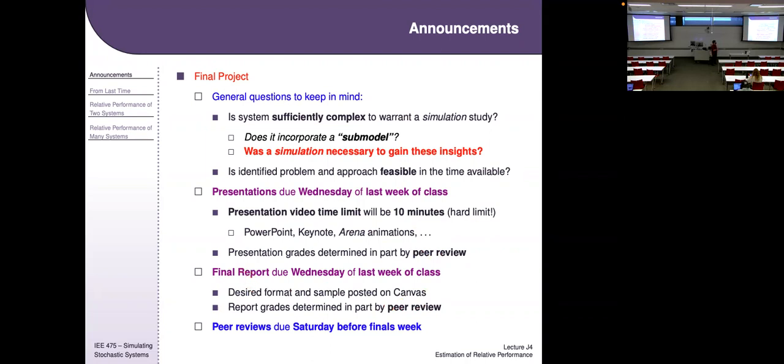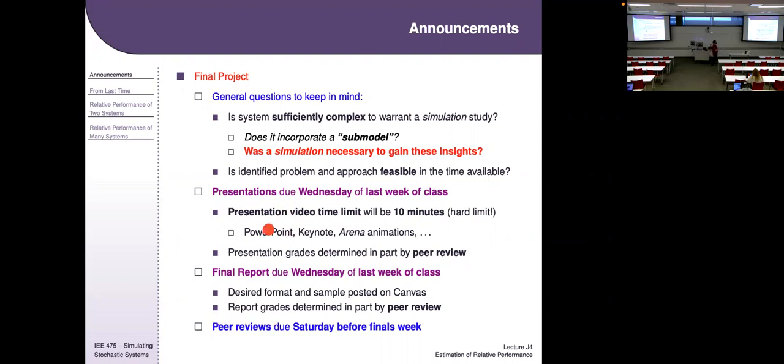Reports have a very specific format posted on Canvas. It's 4 pages, and they're looking for particular sections. So before you start writing your report, make sure you go to the final project module and take a look at the requirements for that final report document. And after you turn those in Wednesday, the middle of the last week of class, you'll have peer reviews.